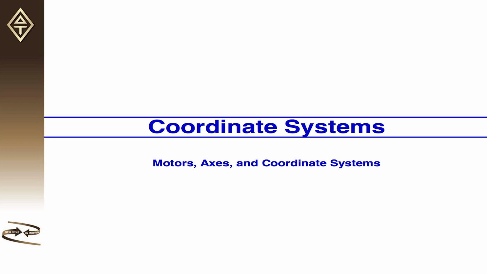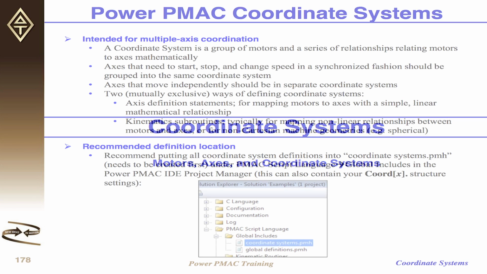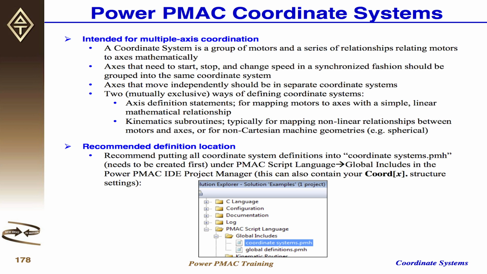The purpose of a coordinate system is to coordinate motion between multiple different motors, all in a single controlled fashion. So in a coordinate system, you'll typically have multiple different motors, each assigned to axes, and you'll issue commands to those axes. They can be grouped together, they can be started and stopped at the same time.